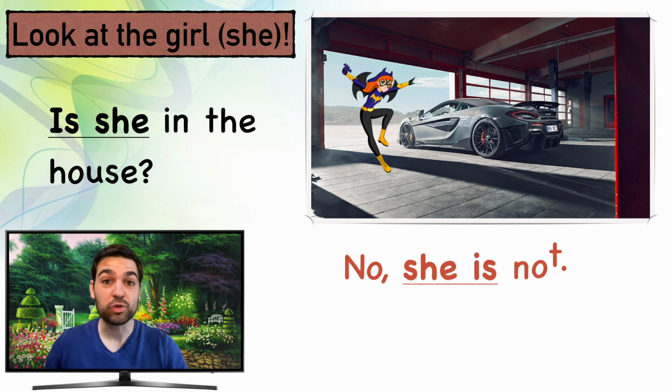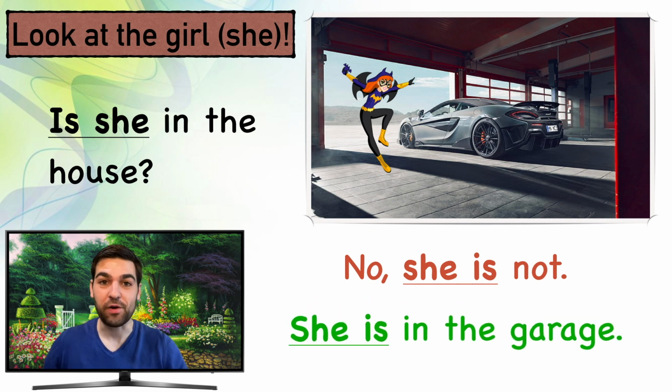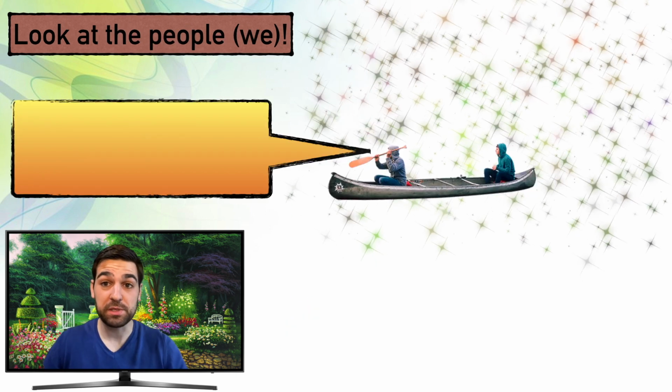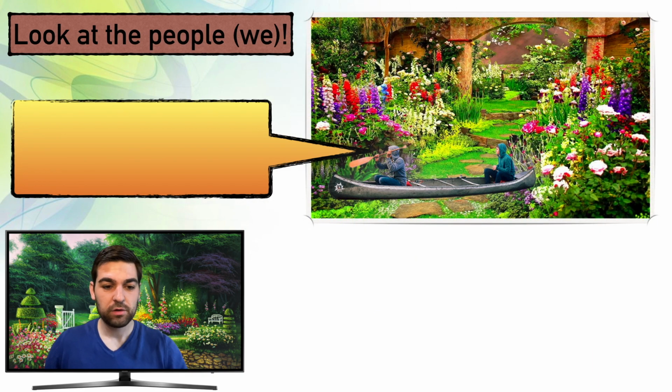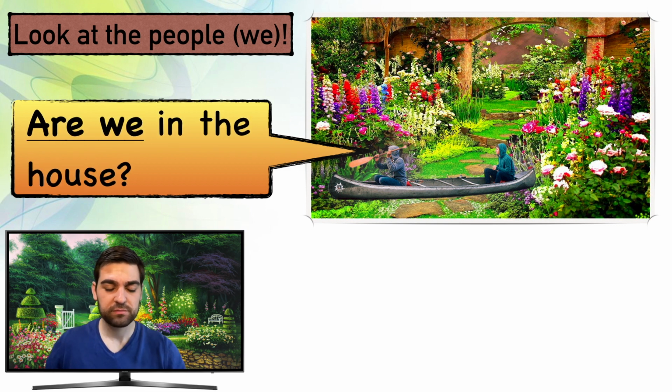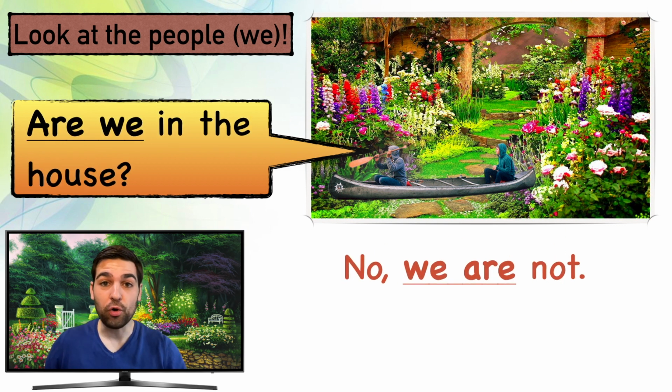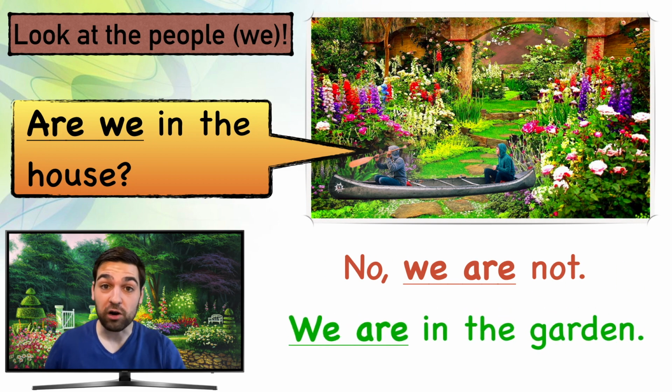One more picture. Now look at the girl. Is she in the house? No, she is not. So where is she? She is in the garage. Very good. Now look at those people. Now one of them is asking, are we in the house? No, we are not. So where are they? They will say, we are in the garden.